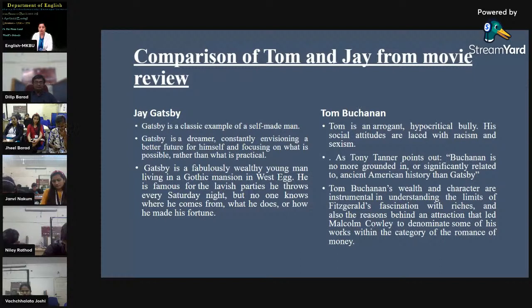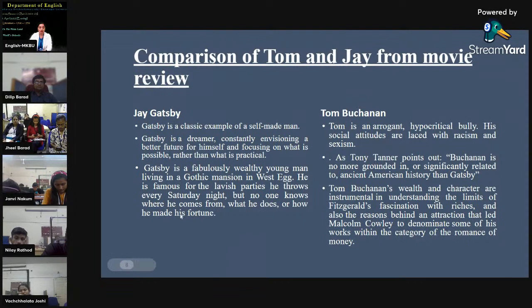Whereas Tony Tanner points out that Buchanan is no more grounded in or significantly related to ancient American history than Gatsby. Gatsby is a fabulously wealthy young man living in a Gothic mansion in West Egg. He is famous for the lavish parties he throws every Saturday night, but no one knows where he comes from, what he does, or how he made his fortune.